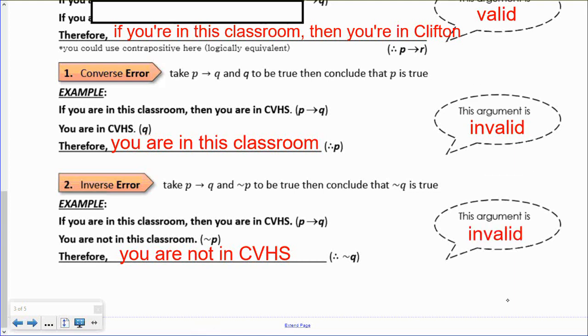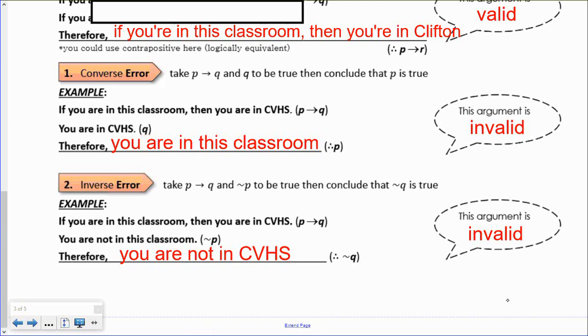So anytime you try to use the converse or the inverse to make an argument, it will always be wrong. And again, remember, we're not talking about biconditionals. That's why it will always be false if you're using the converse or inverse. Any other argument you try to use, the regular conditional statement or the contrapositive, will be true, because they're logically equivalent, but the converse and inverse will be false.